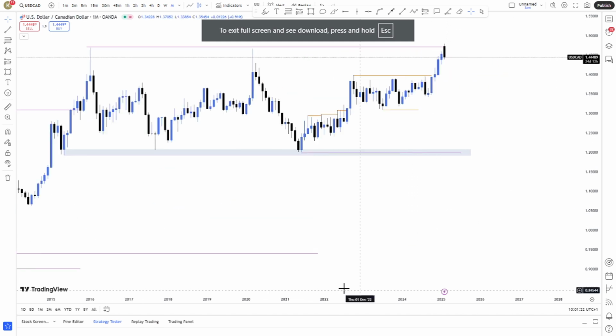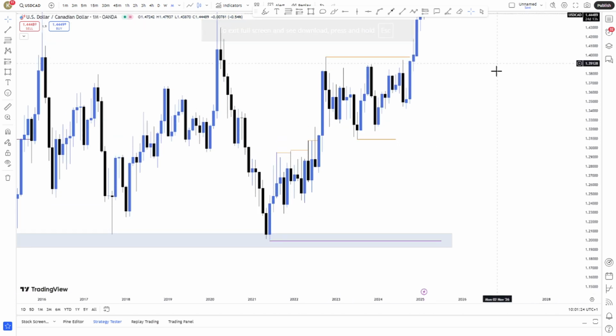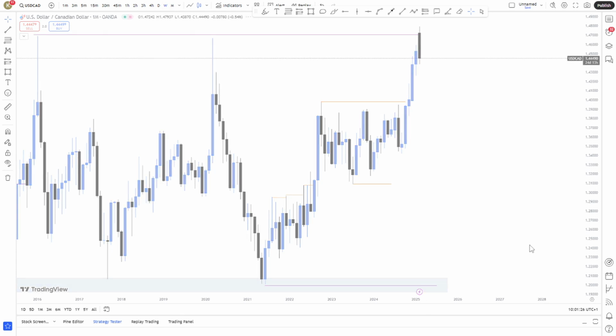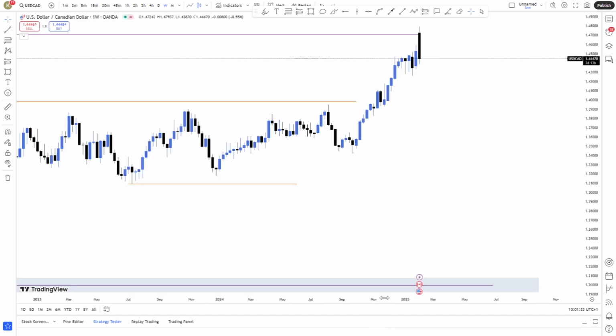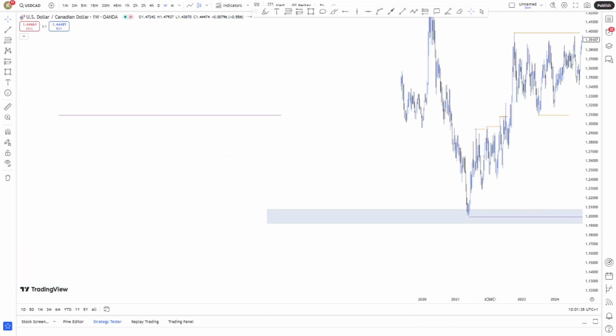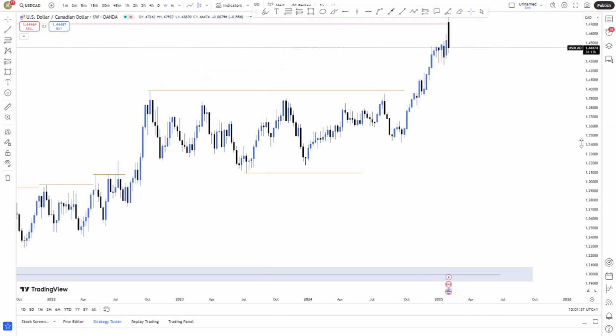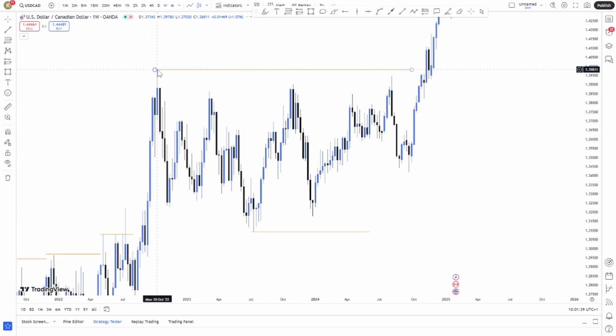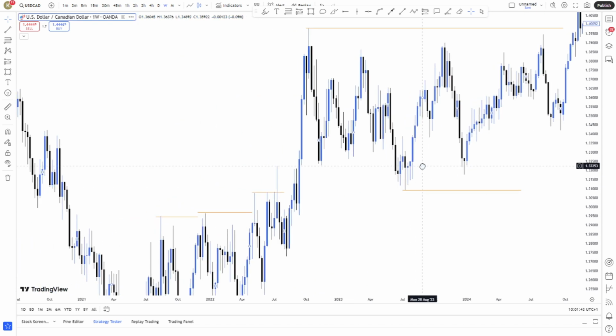Now we're going to move to weekly structure. It's time for weekly structure. Now I've been able to mark that. So let's move to weekly structure. In the weekly structure we are focused on this high and this low. Do you get that? Clear.